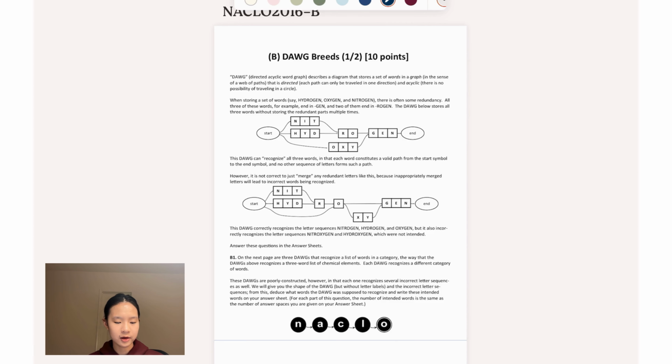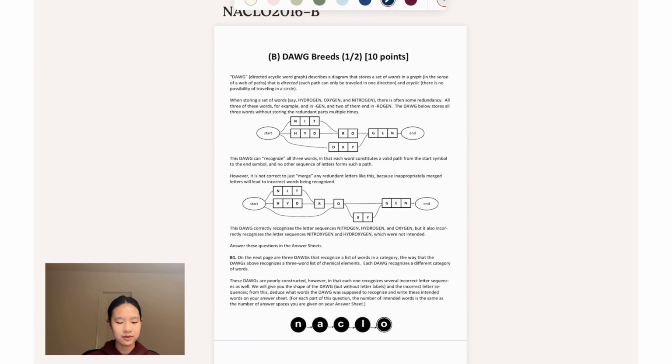The acronym DAWG stands for a directed acyclic word graph, and it describes a diagram that stores a set of words in a graph in the sense of a web of paths. That is directed: each path can only be traveled in one direction. And acyclic: there is no possibility of traveling in a circle.